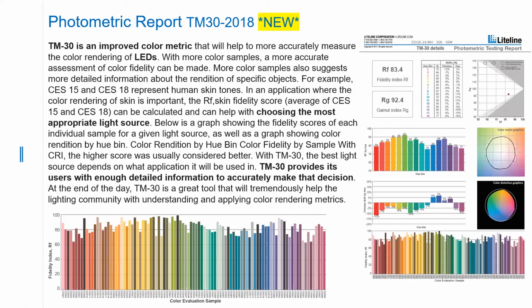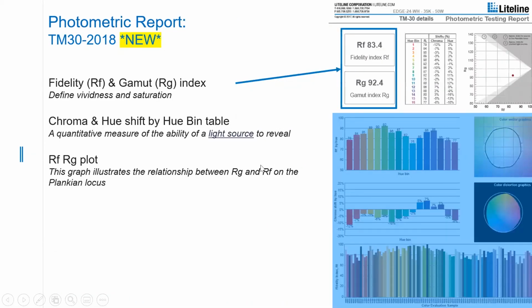As I mentioned, there's a lot to know about TM30. So let's go through some of the information that we are already illustrating on our photometric reports, those that have been recently updated for TM30 2018 data. So here it is. Here's your fidelity and gamut index, and this defines vividness or saturation. And once you start to understand the basic workings of TM30 and what it's designed to provide for the lighting designer, then you'll begin to understand what these numbers mean.